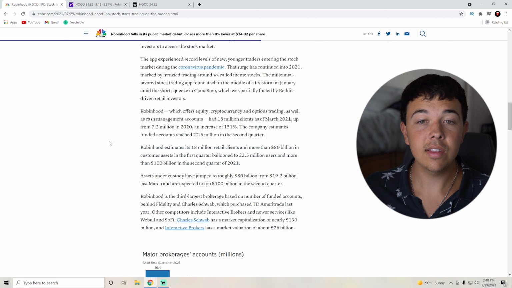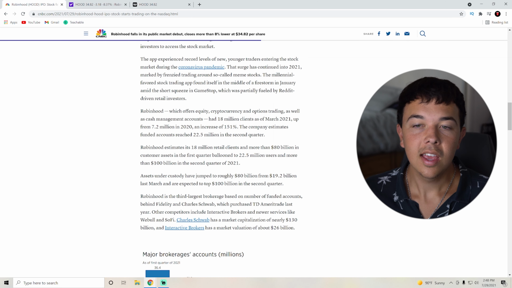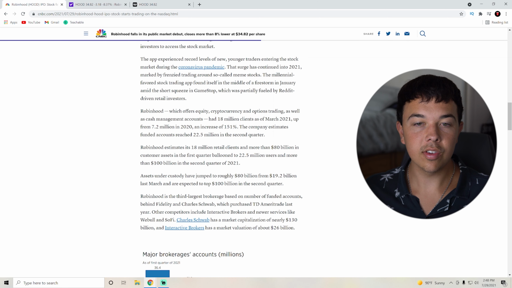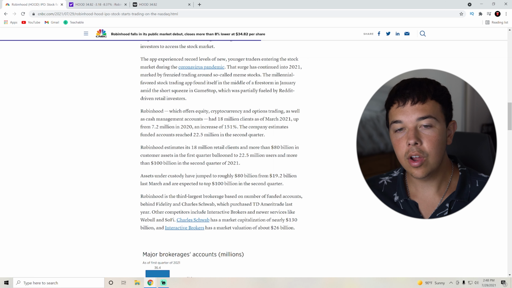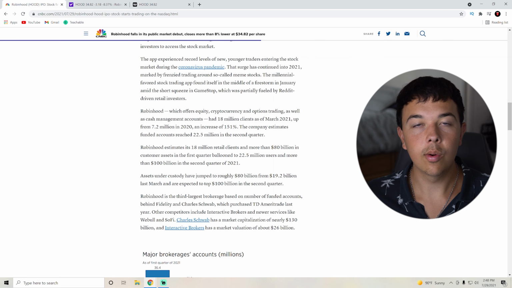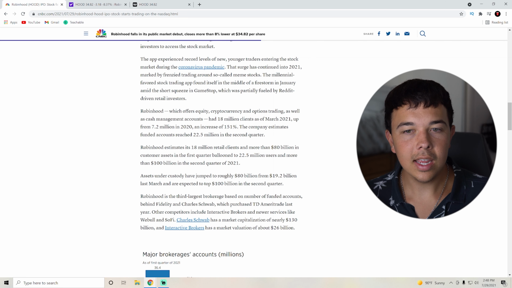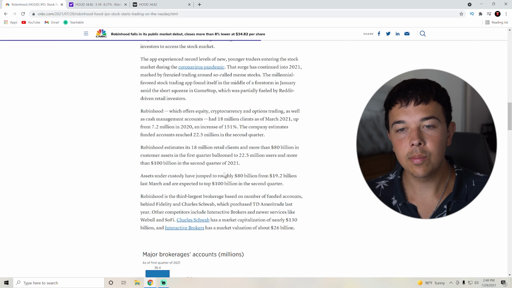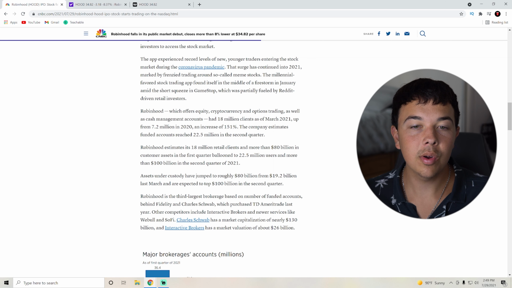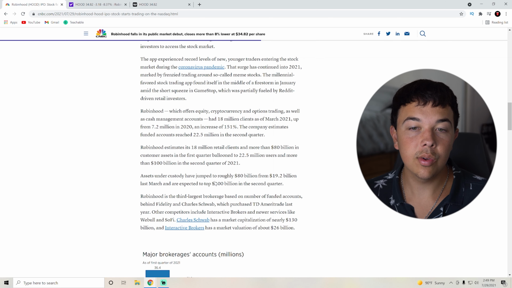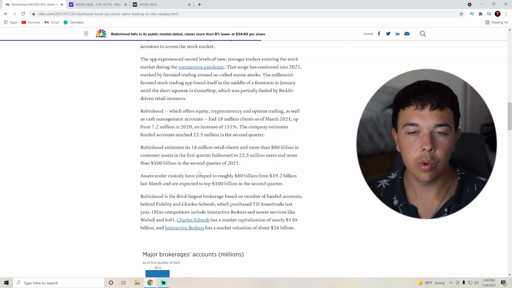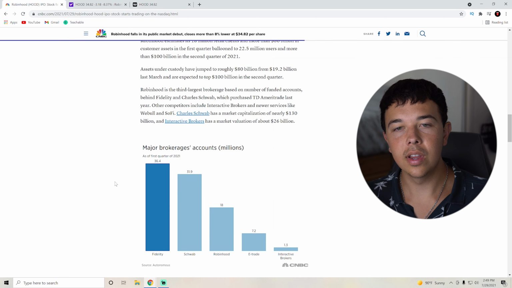But yeah, Robinhood estimates about 18 million retail clients and more than $80 billion in customer assets in the first quarter, ballooned up to 22.5 million users and more than $100 billion in the second quarter of 2021. Pretty insane. Assets under custody have jumped to roughly $80 billion from $19.2 billion last March, and are expected to top $100 billion in the second quarter. If they did, that would be super insane.